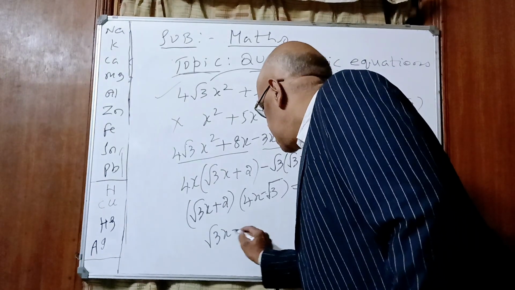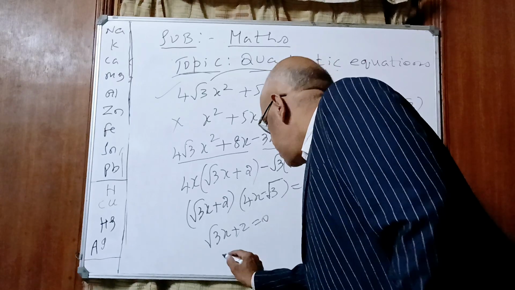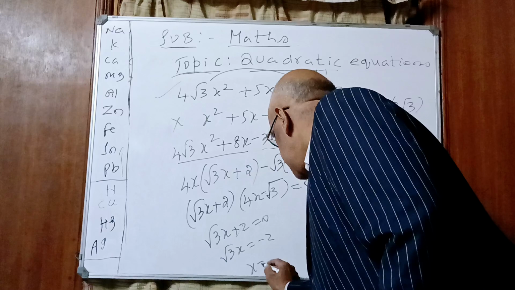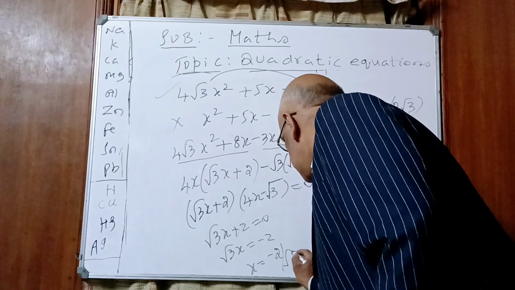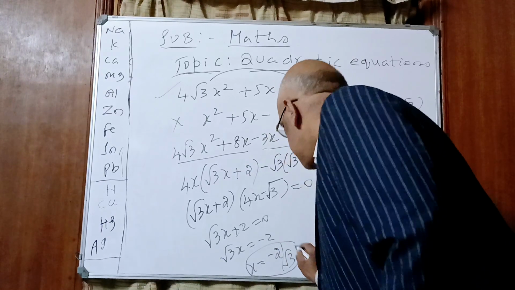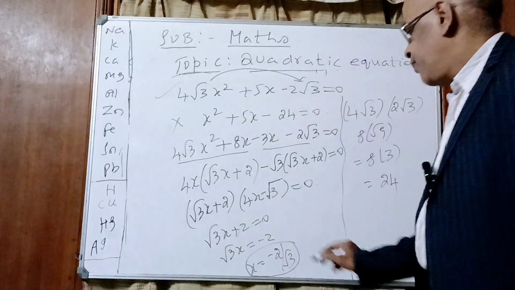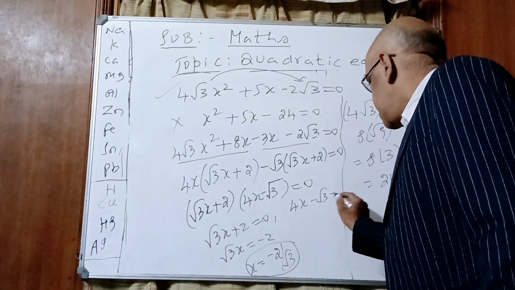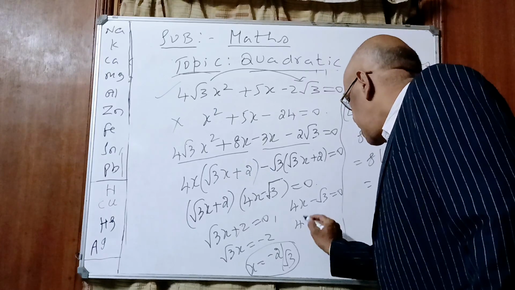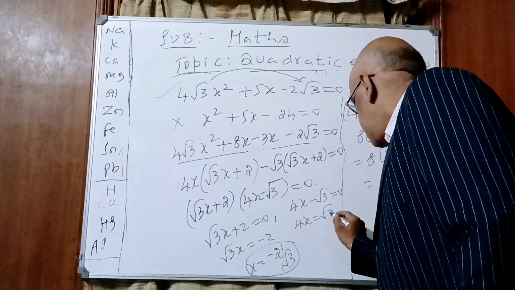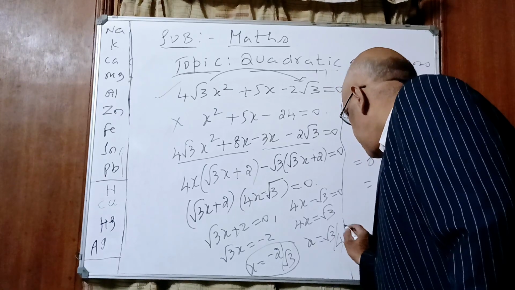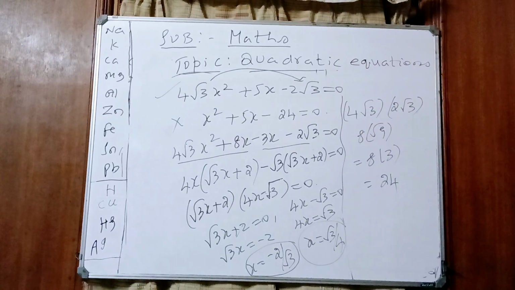What are the 2 roots? Root 3x plus 2 is equal to 0. Root 3x is equal to minus 2. x is equal to minus 2 by root 3. Understood? What is the second root? 4x minus root 3 is equal to 0. 4x is equal to root 3. x is equal to root 3 by 4.